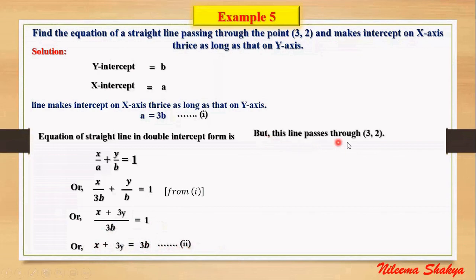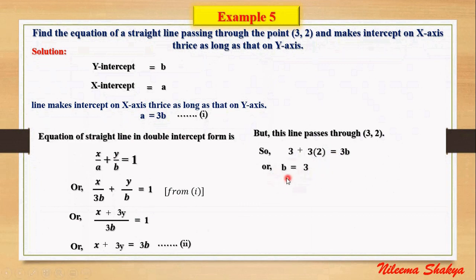The question also says that the line passes through (3, 2). It should satisfy the required line. This is number 2, so we can substitute x as 3 and y as 2. So we have x is 3 plus 3y is 3 multiplied by 2. We have substituted y by 2 from here. In the right hand side, we have 3b. You can simplify it. 3 multiplied by 2 is 6. 6 plus 3 is 9, and it is divided by the right hand side 3. So we get the final answer, b equals 3.